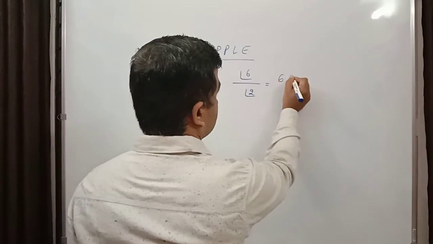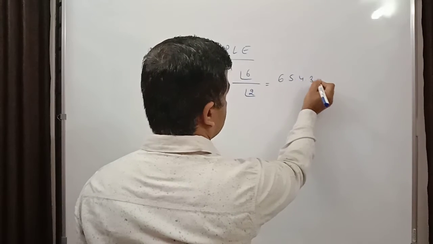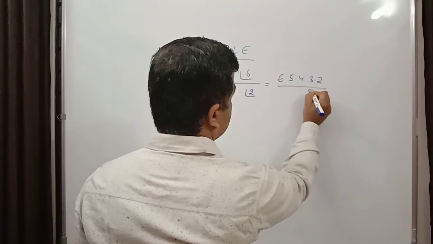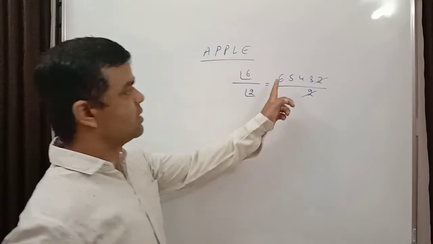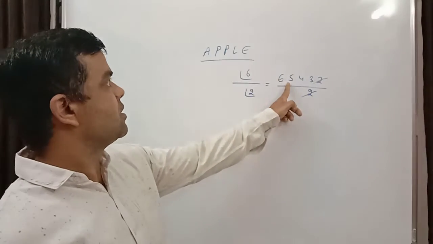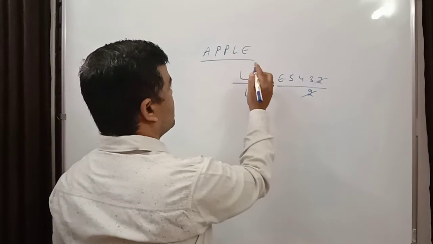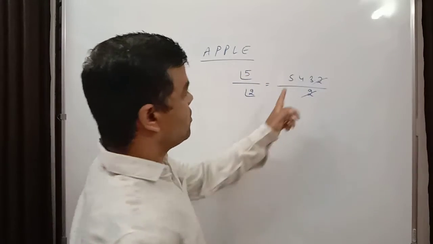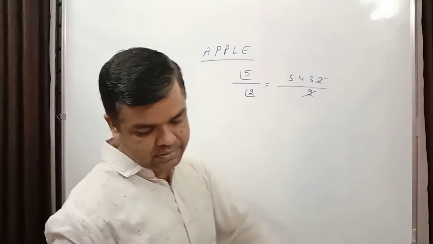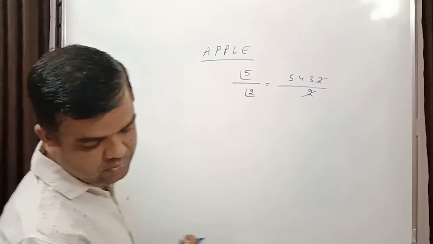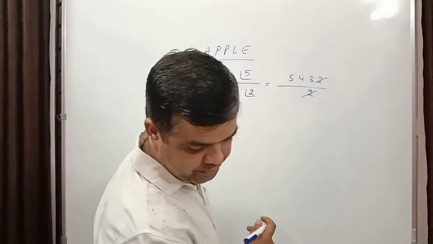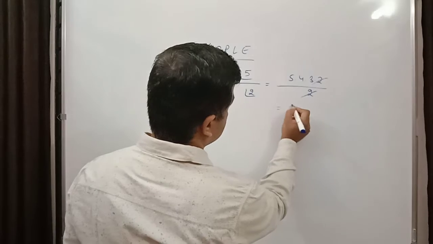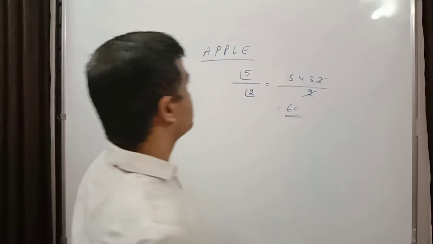So 5, 4, 3, 2 and divide by 2. Sorry, here it is factorial 5 divided by 2, so 5 fours are 20, 20 threes are 60. So 60 will be the answer. Your answer will be 60.